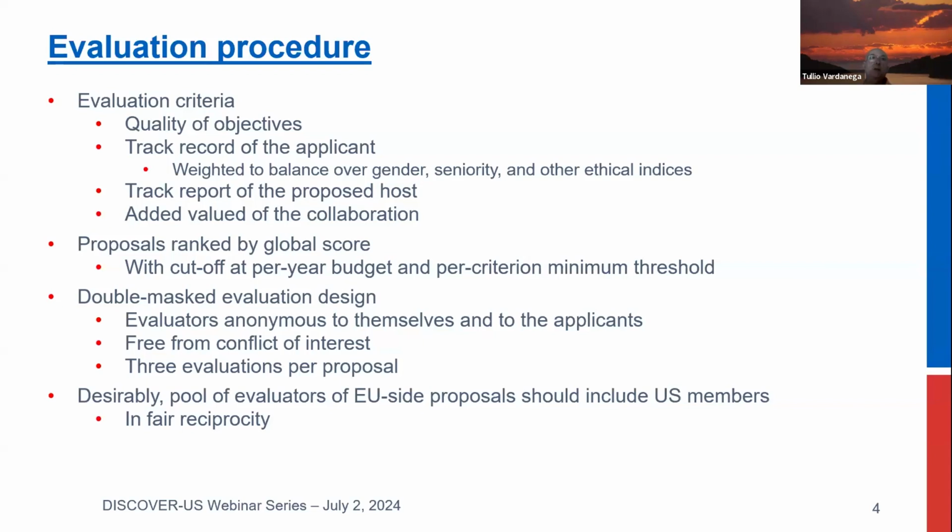The proposals will be ranked by global score, and we may apply cutoff criteria, and of course we would have a per-year budget of the total amount of money that we would have to assign to this initiative. Evaluators and applicants will not know each other, and we will also have the evaluators not knowing themselves. And then what the evaluators pass on as their recommendation will be passed to the steering committee of the Discover US project to determine finally what will be the pool of proposals that will be approved. And as noted, we would imagine that in the pool of evaluators of the EU side proposals, we might include US members and expect that something in reciprocity may happen in the evaluation of the NSF side of things, of course if the admin rules in place make that possible.